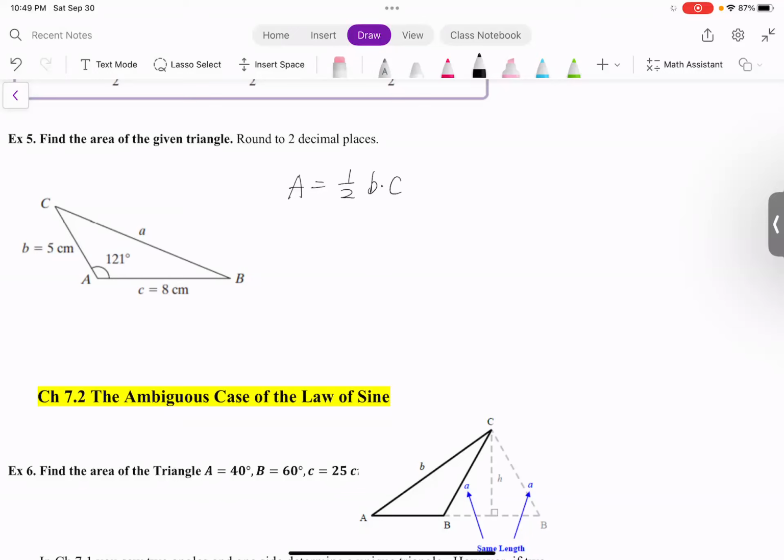B times C times sine 121 degree. And use our calculator to find the area. 1/2 times B, B is 5, C is 8, times sine 121 degree.